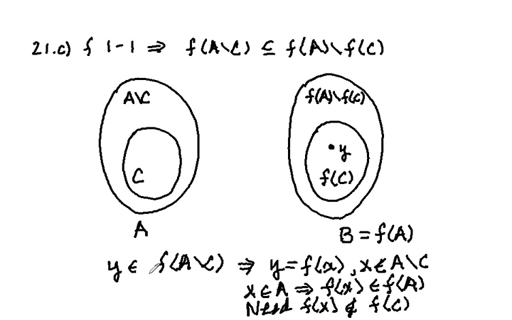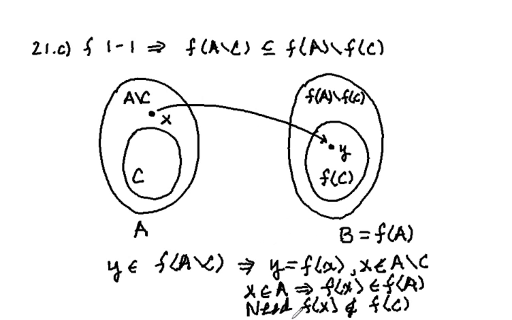Well, since y is in f of A minus C, we know that there's some x in A so that y is f of x, an element of f of A. So we know there's some x in A and not in C. Okay, so we know there's some x out here that the function sends to that y. And what we want to argue is that that's the only one.